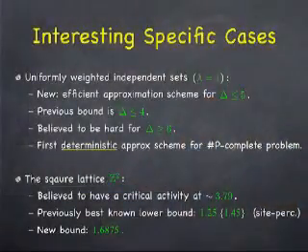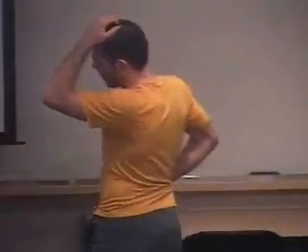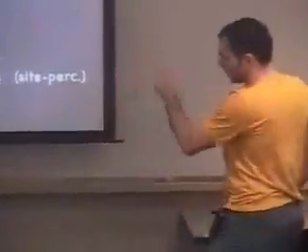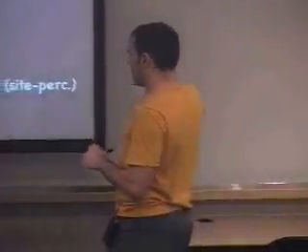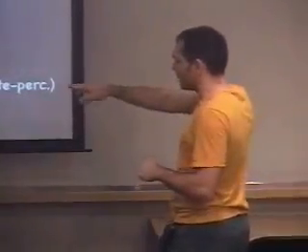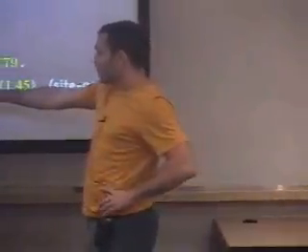Yeah. And the other specific example I want to mention is the square lattice, which is probably the graph that is most looked at in statistical physics. So here by simulations, we believe there to be a critical activity at around 3.79, but the rigorous bounds are far from it.